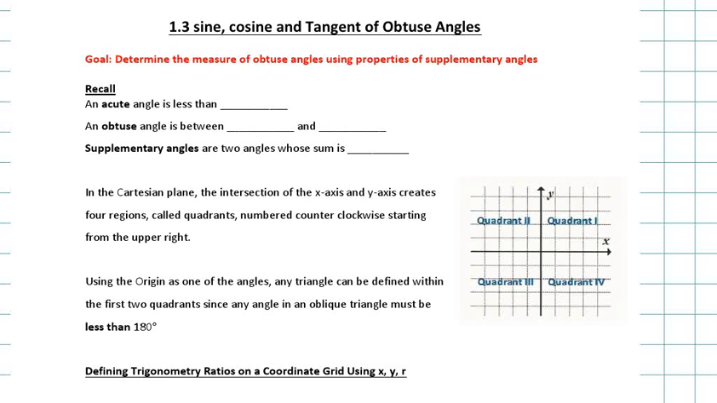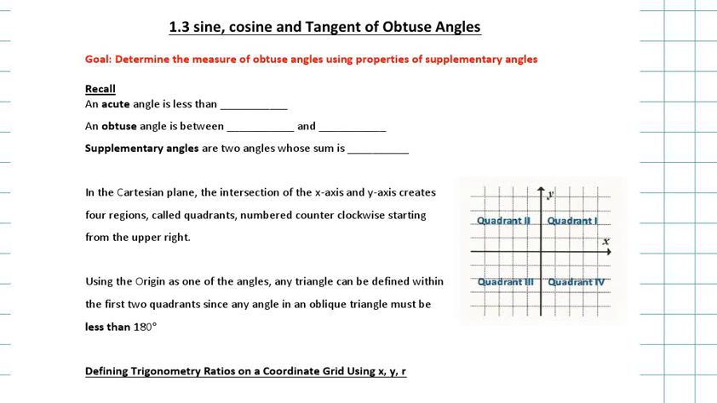Okay, so we're going to use sine, cosine, and tan of obtuse angles. We're going to find the measure of the obtuse angle using properties of supplementary angles. We talked about supplementary angles before, and how supplementary angles add to 180.